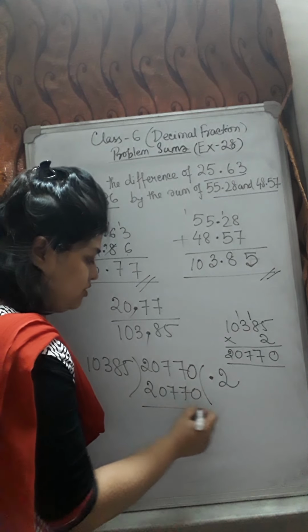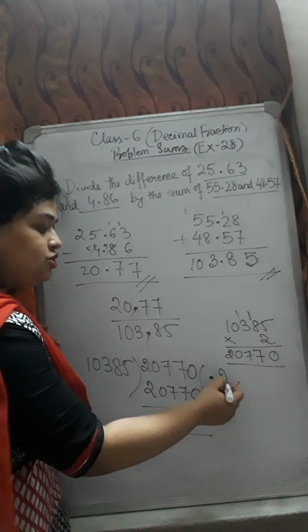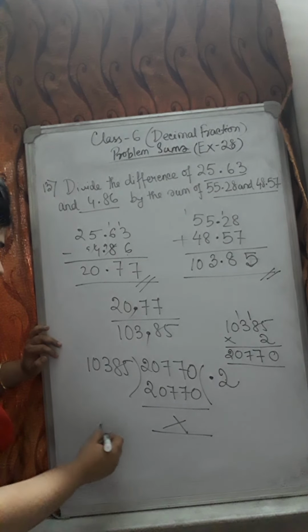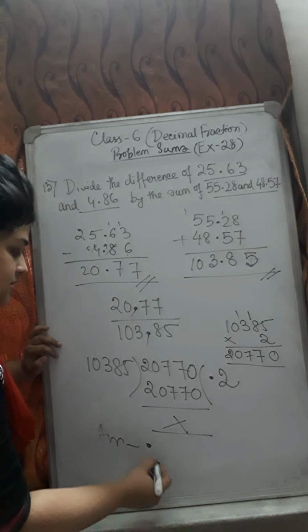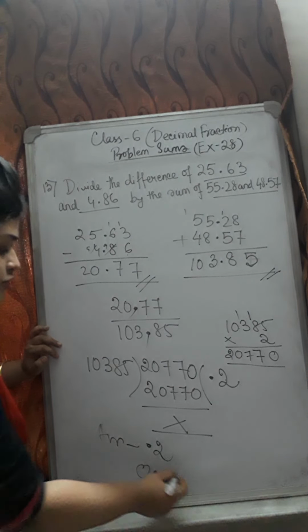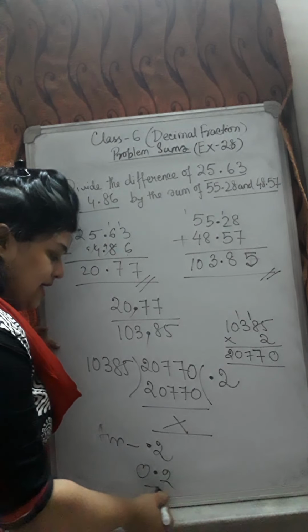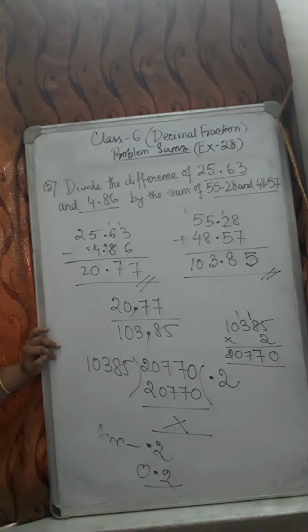So you have already divided, and the answer is how much? The quotient is the answer. So your answer is 0.2. You can also write .2 because before the point there is no number. So you can also write your answer as .2. Both are the same.